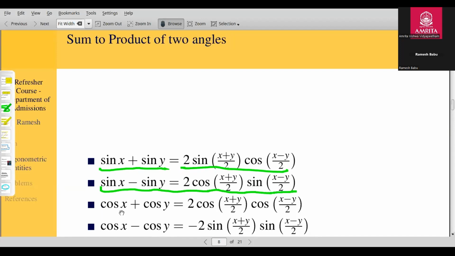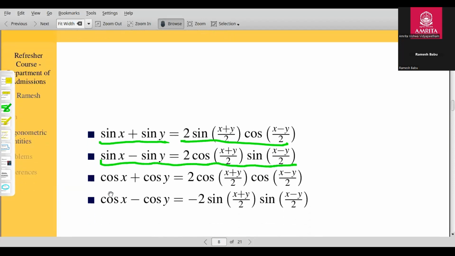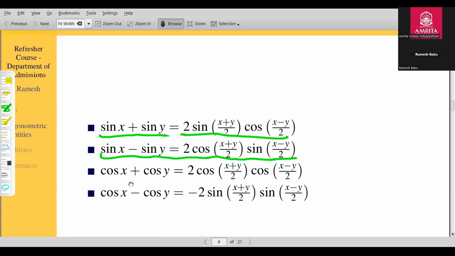Here, the third and the fourth identities are for cos x plus cos y, that is sum to product of two angles with respect to the cosine. So cos x plus cos y is equal to 2 times cos of x plus y by 2 cos of x minus y by 2. On the right hand side, the product is both cos when it comes in plus sign. If it is minus sign, both are sine, but having minus sign. That is the only difference. You can see the difference very well.